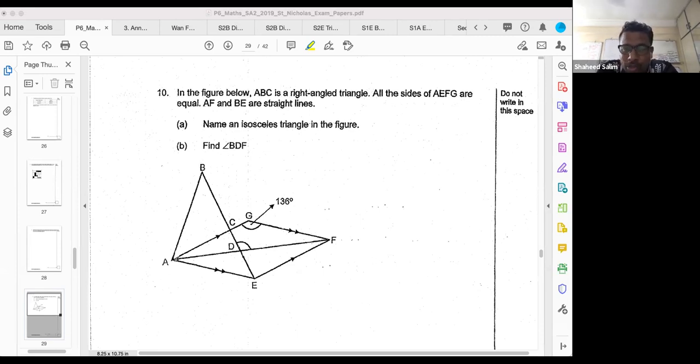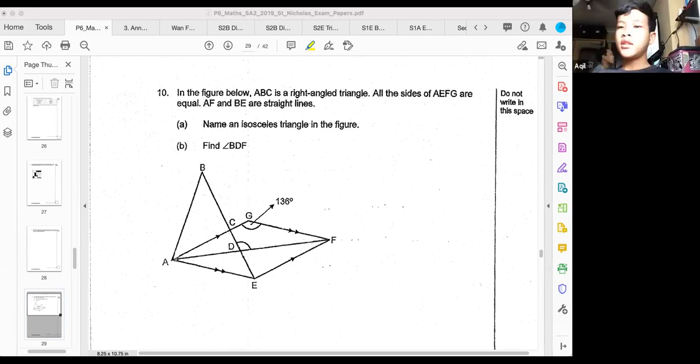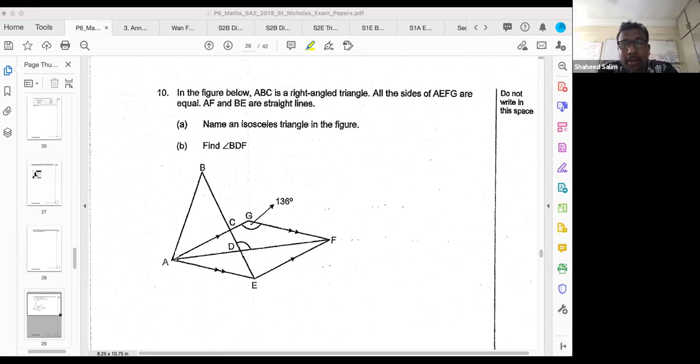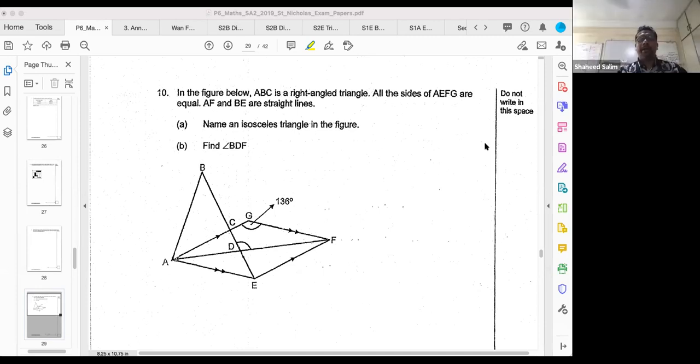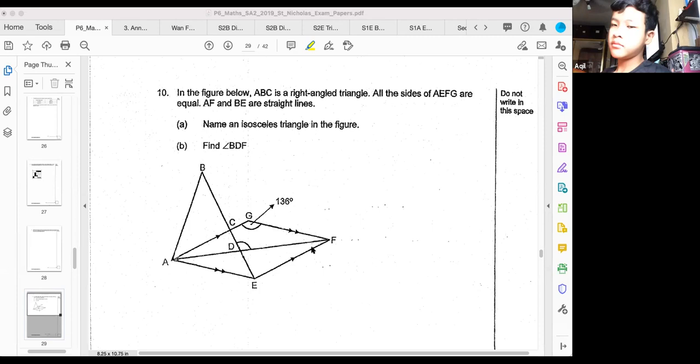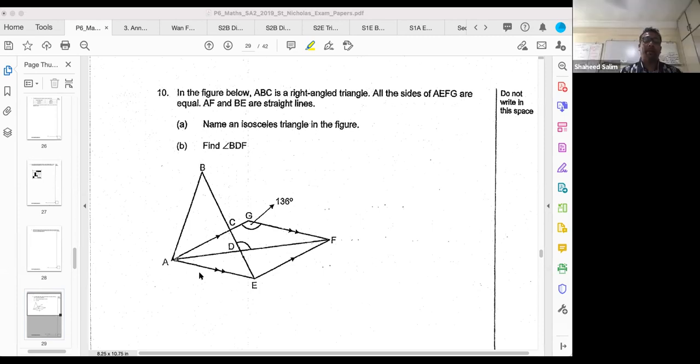What is an isosceles triangle? Anyone? You can give one. It's the AGEF. Okay, just one now. Which one? AGF or AEF? It's the AGFE. Okay, just one only. AGF triangle or AEF, either one. AGEF, you are saying is a parallelogram.